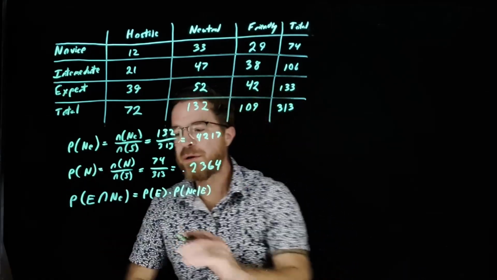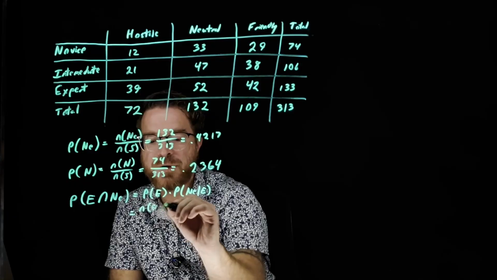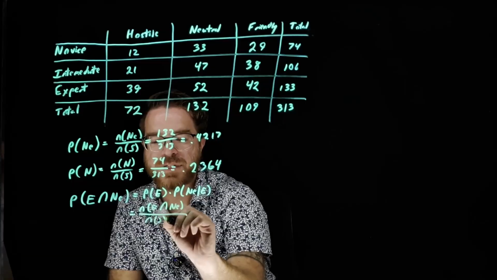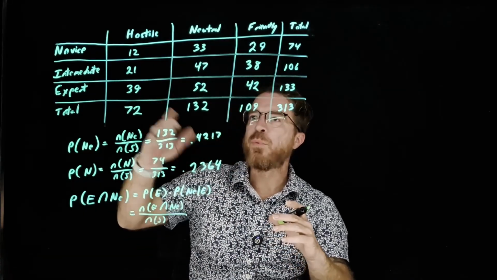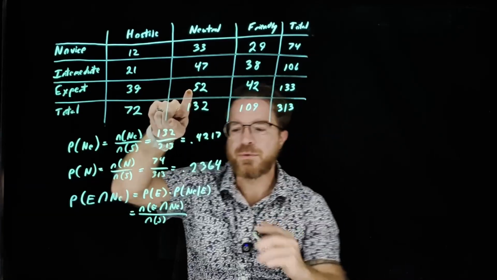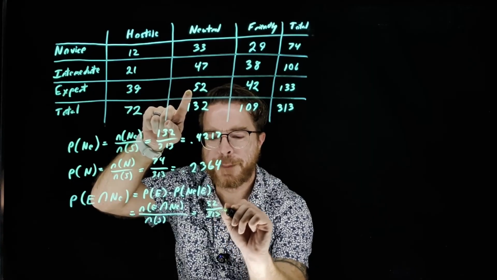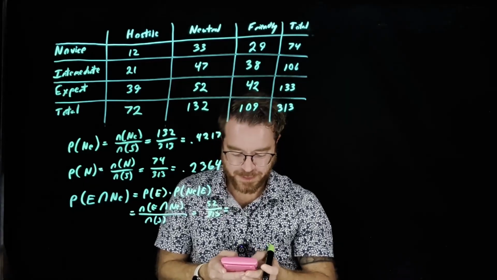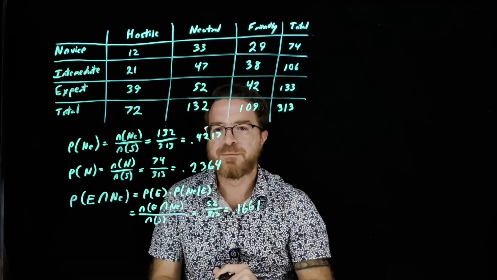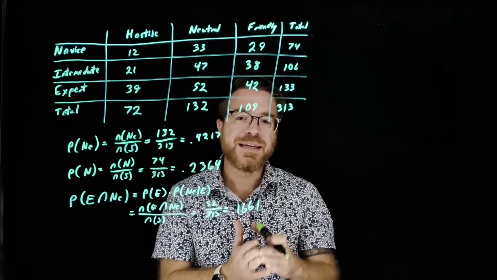Because we can use our basic form of probability, which is just the number of expert and neutral planet divided by the number of our sample space. Because we can actually look this up. We know how many expert and neutral planet successes there were, 52. So this is just going to be 52 out of the 313, which is going to give us 0.1661.